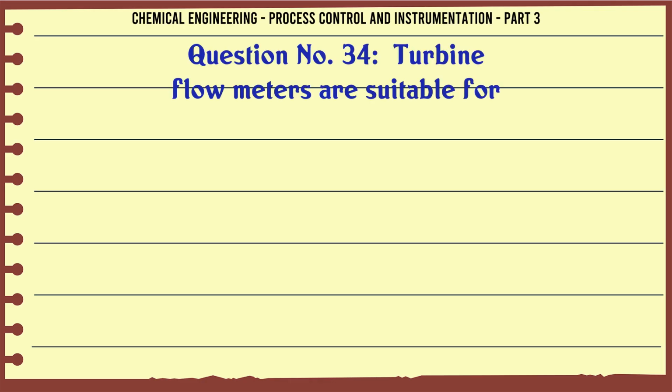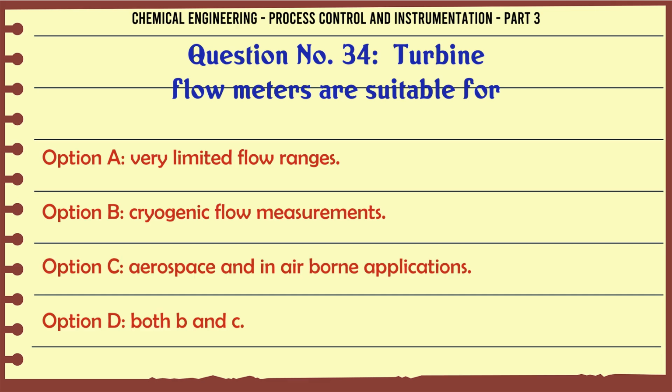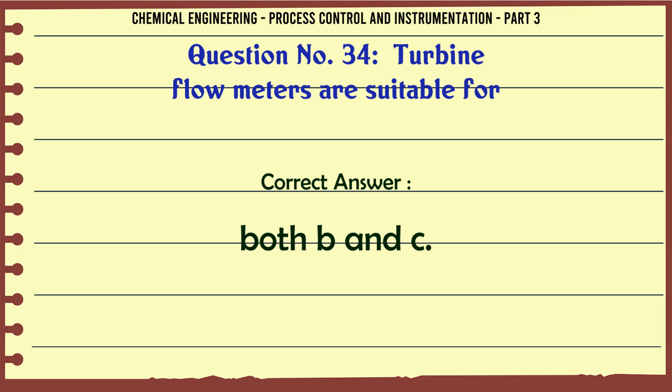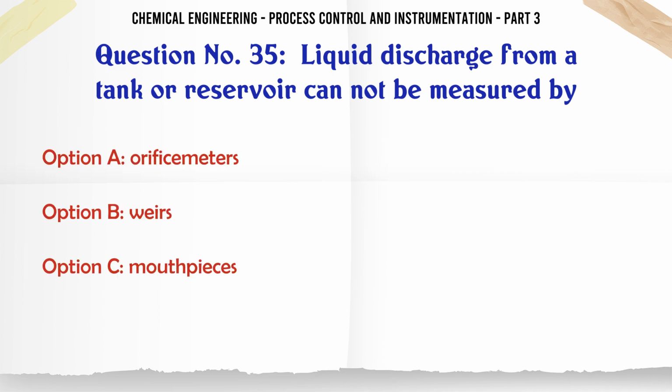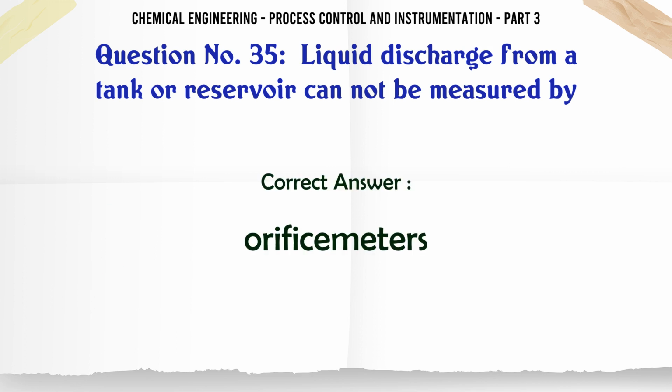Turbine flowmeters are suitable for A very limited flow ranges, B cryogenic flow measurements, C aerospace and airborne applications, D both B and C. The correct answer is both B and C. Liquid discharge from a tank or reservoir cannot be measured by A orificimeters, B weirs, C mouthpieces, D notches. The correct answer is orificimeters.